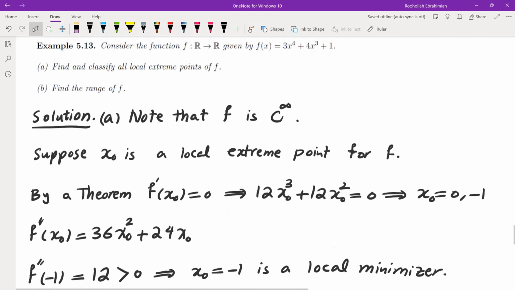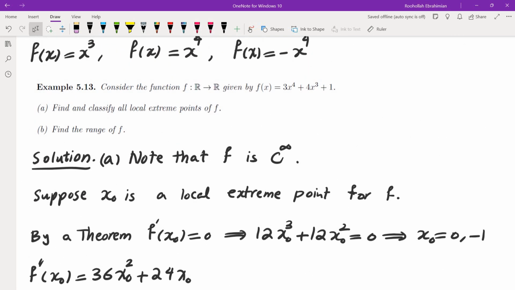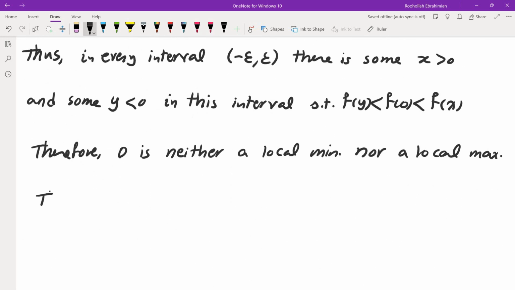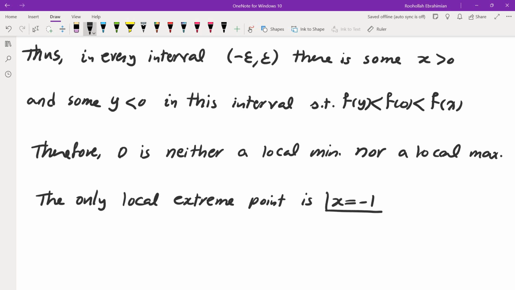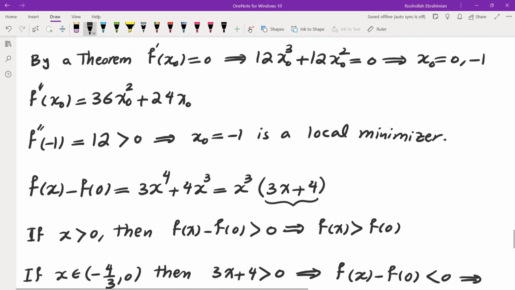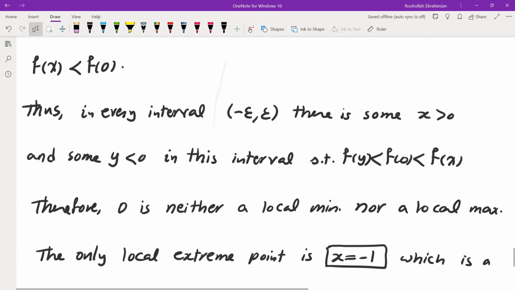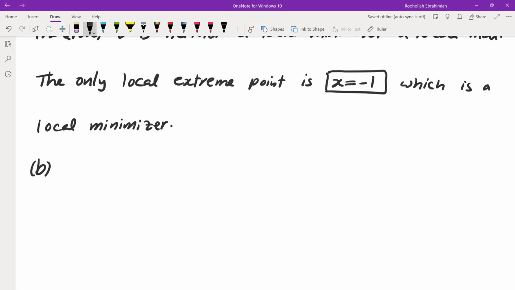Okay, so this answers part A of this question. So the only local extreme point is x equals negative 1, which is a local minimizer. Okay, and I believe I stated that here. Yeah. Okay, so now the next part is finding the range of this function.